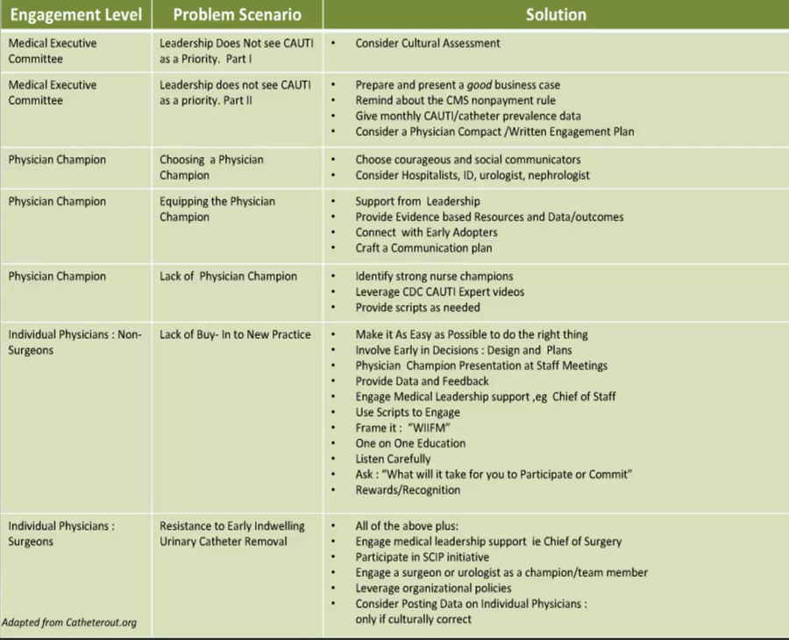There is some overlap between the two categories. If you see something in the general approach that can be applied to an individual physician and vice versa, by all means, go ahead and use it. So bottom line is to tailor your approach so that it's appropriate for your culture and resources. Next slide.